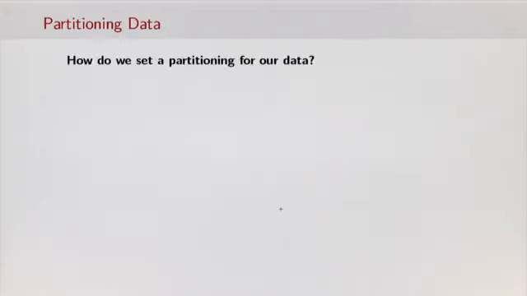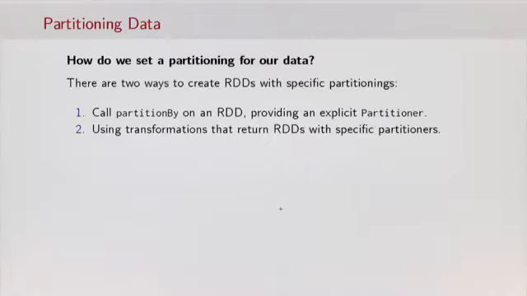Okay, but what if I want to customize how my data is partitioned? We illustrated the concepts behind the hash and range partitioning, but we haven't seen yet how to customize and set partitioners for any of our Spark jobs yet. Well, there are 2 ways to create RDDs with specific partitionings. First, you can explicitly call the method partitionBy on an RDD, and you can pass in an argument, which is an instance of some kind of partitioner.